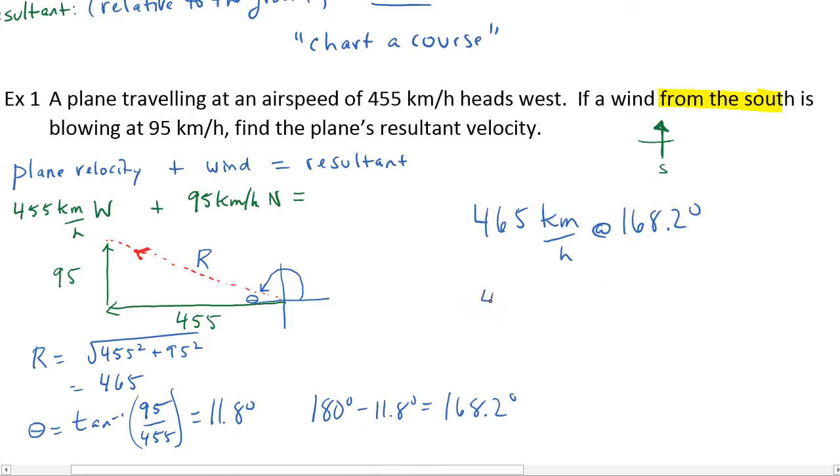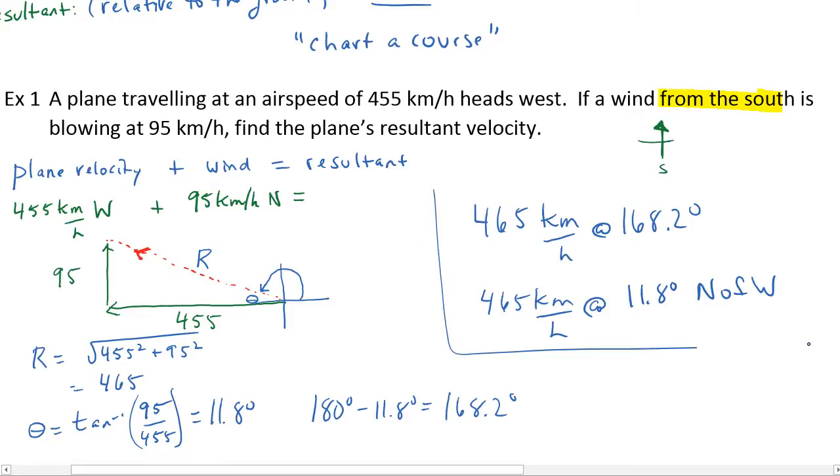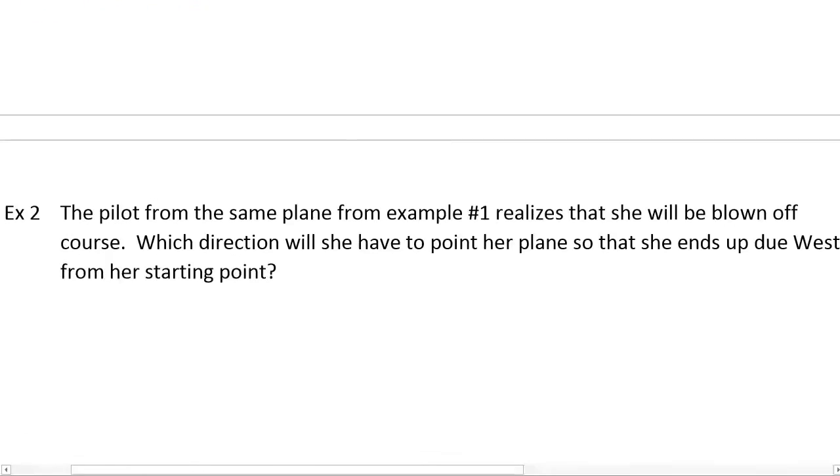This is how I would write that: I could also write 465 kilometers per hour at 11.8 degrees north of west, because it gives me a good sense of where it is. Both of those are good ways of answering it. You don't have to do both; you can do either way. Okay, so there's example number one. I hope that makes sense. Let's take a look at number two.